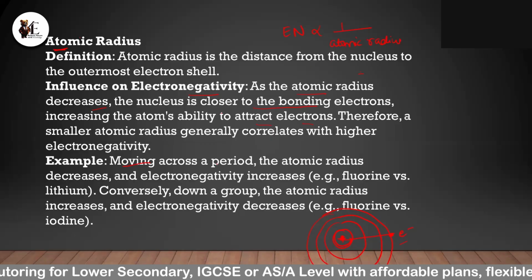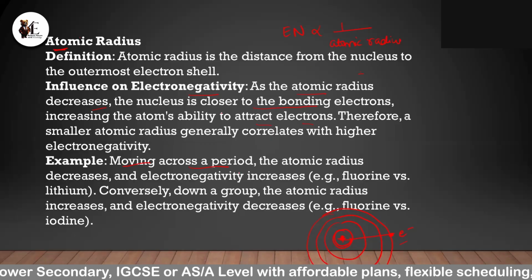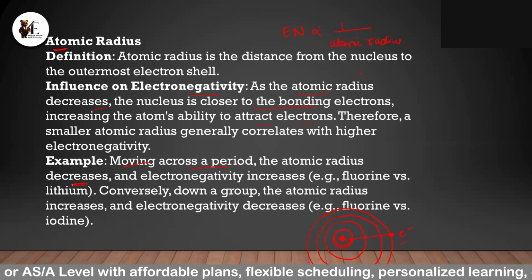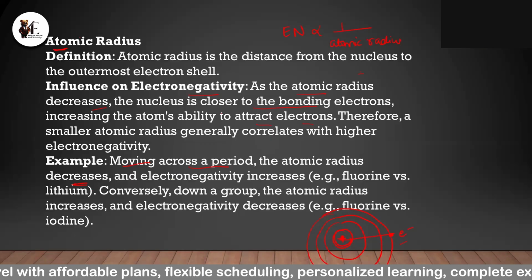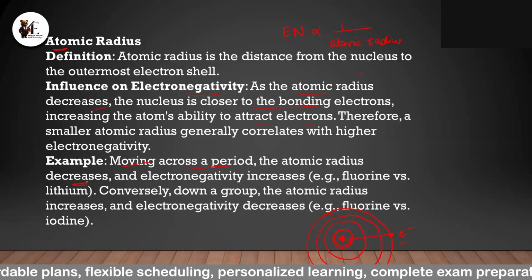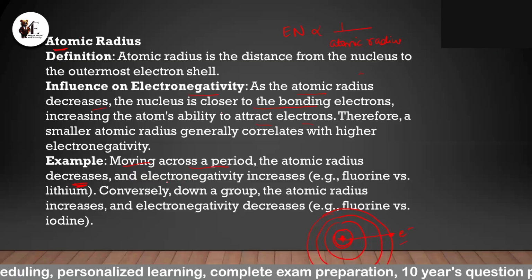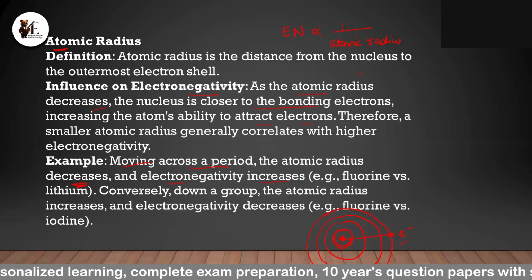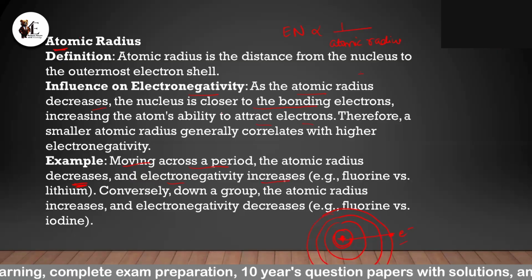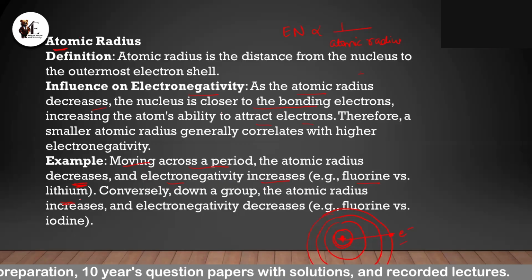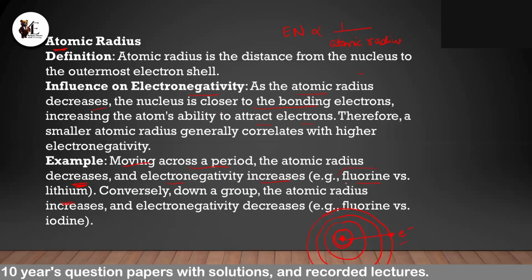For example, if you move across a period, atomic radius decreases, because if we move down the group, then atomic radius increases. And across the period, your atomic radius decreases because the nuclear charge also increases, and electronegativity increases. As I told you, nuclear charge increases, so electronegativity increases, from the first point. Example, fluorine versus lithium. The electronegativity of fluorine is greater.